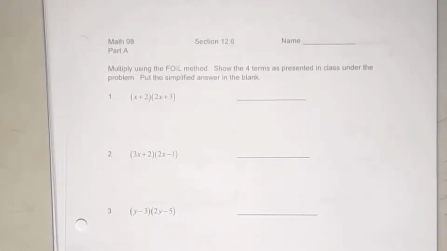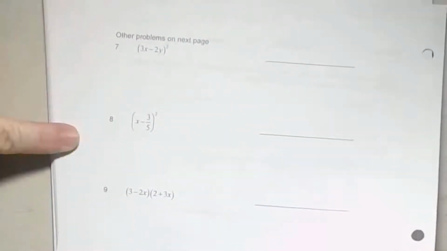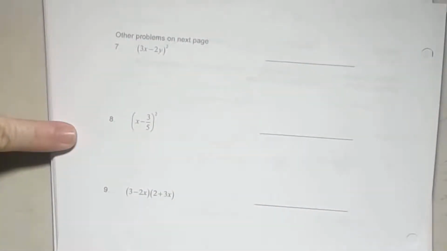And remember, you use the FOIL method when you're multiplying what type of polynomials? 2 binomials. So all of these are binomials, front and back. They're all binomials. Okay?